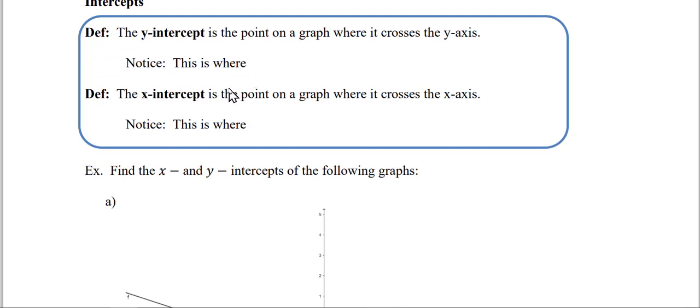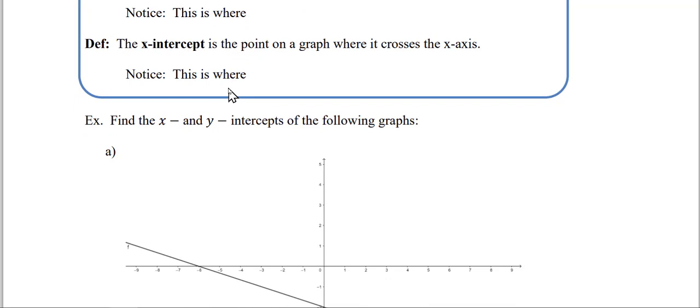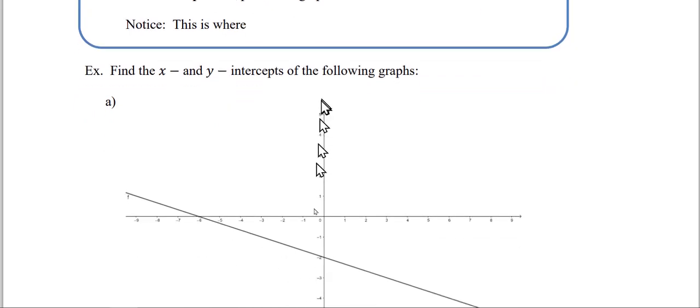Let's talk about these for a second. We're going to fill in these notes. The y-intercept, let's come down here and look at an example. We want to know where we're crossing the y-axis. Well, that's down here at this point, right? Y-intercept is the ordered pair. X value is 0, y value is -2.